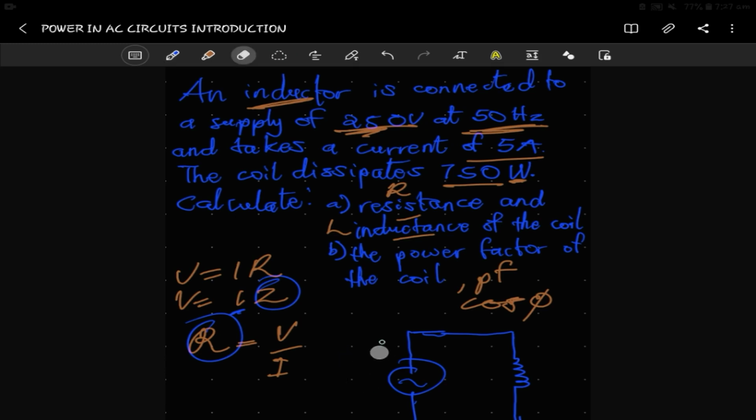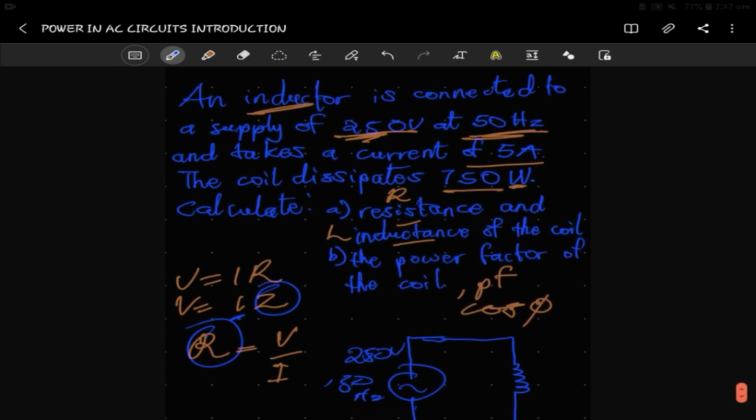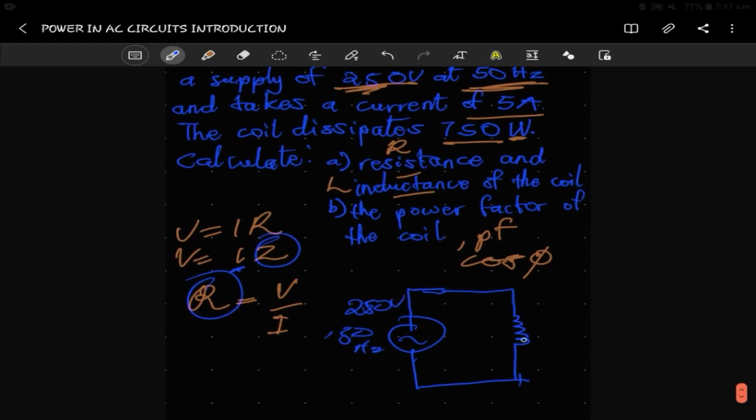Let's try this out. 250 volts, and then 50 hertz. And then the coil has a resistance, because it's a material, so it has some kind of internal resistance. Let's put something small here. The inductor is still a wire, though it's coiled, so it still has internal resistance. Let's just draw this side out, like this. So it has some internal resistance.